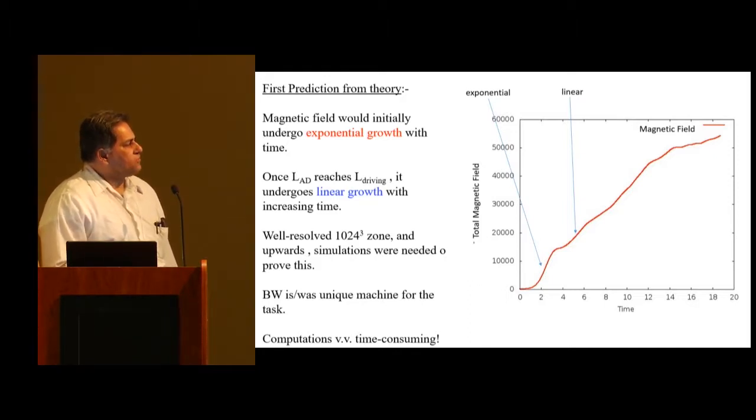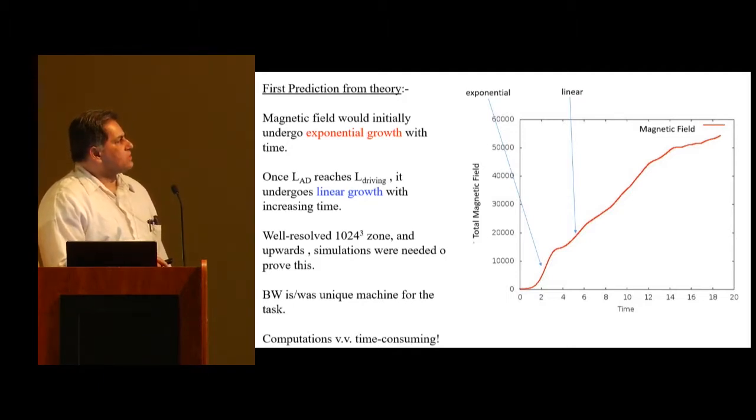Now, the theorists had already made a prediction. One of their predictions was that if you have magnetic field as a function of time, you would first have a phase of exponential growth, but at some point the ambipolar diffusion length scale matches up with the driving length scale, and then past that point you have a linear growth in the evolution, and of course, eventually you will have saturation.